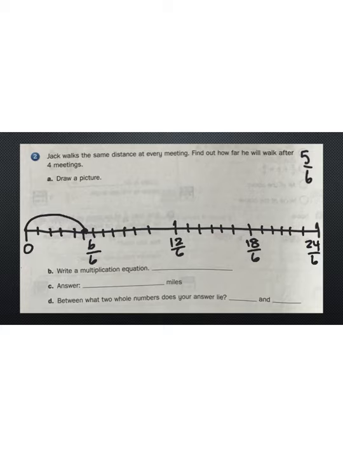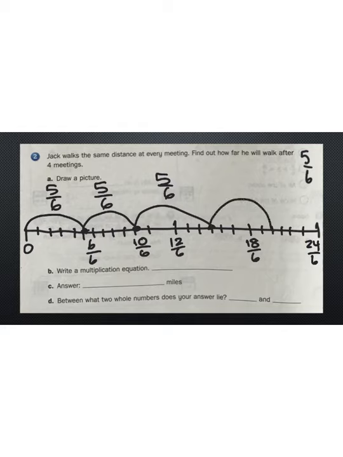So now I'm going to hop 5 more, and I'm going to stop right here. Which is 2 spots before 12/6, so that would be 10/6 right here. And then I'm going to make another hop of 5/6, and I'm going to end right here. Sorry, my drawing isn't exactly to scale. Not a very good drawer, but you already know that. And this one would be 15/6, and then this one would be 20/6.